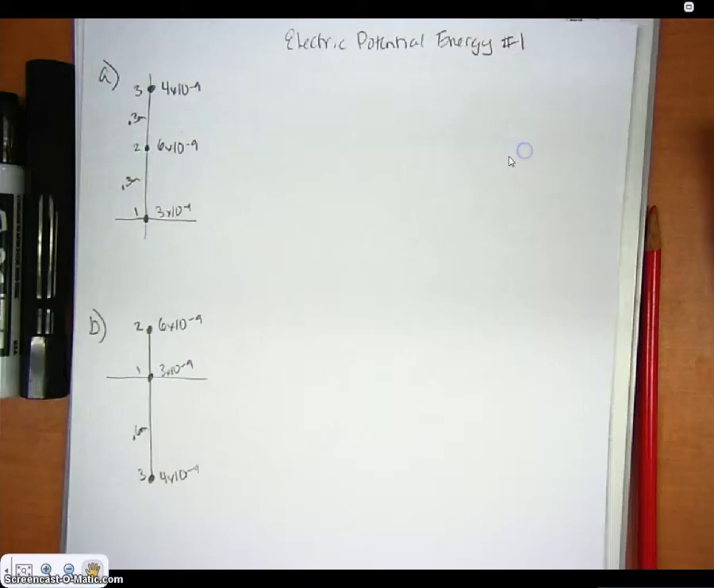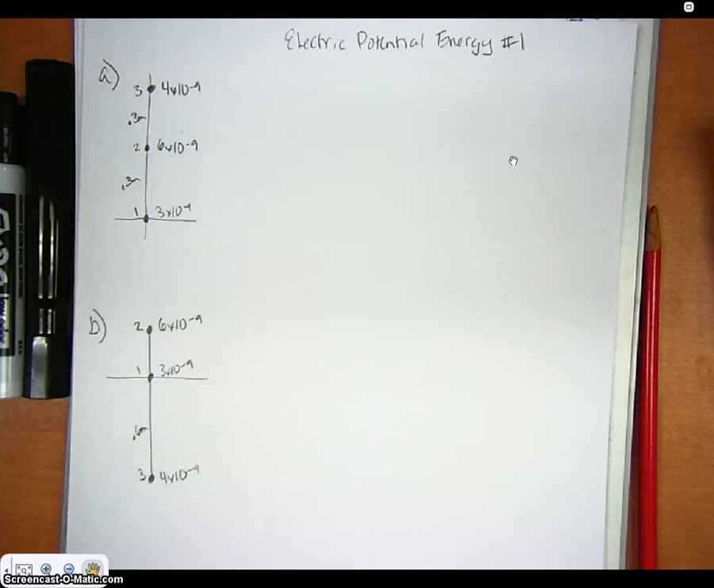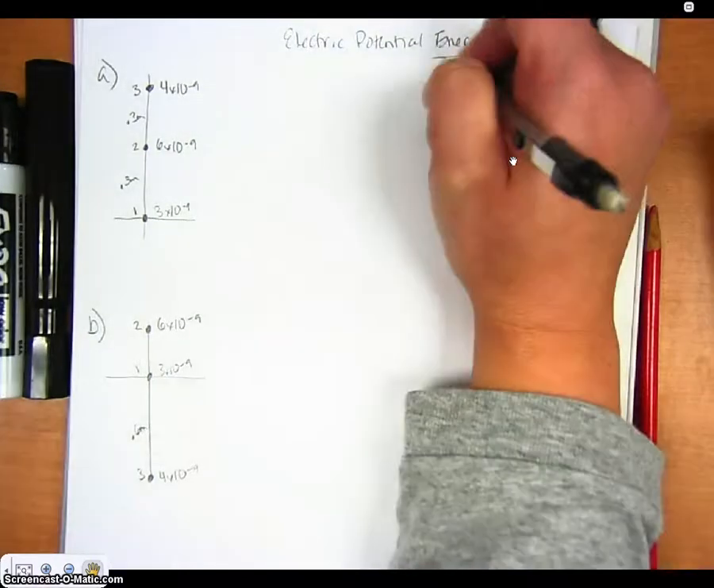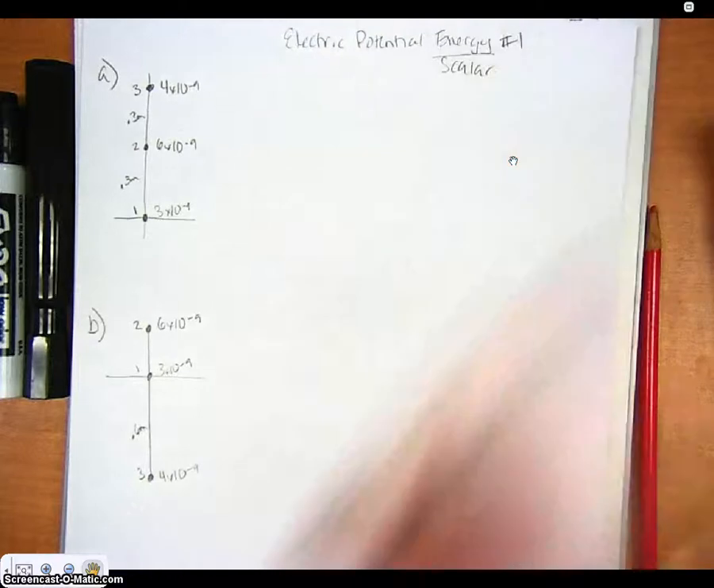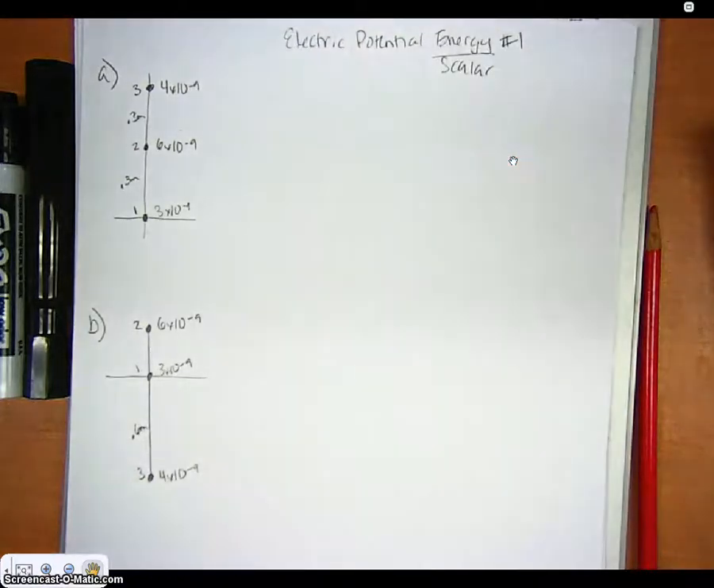Okay, in this video we're going to do an example from homework 2 on electric potential energy. So remember that energy is a scalar, right? So direction does not matter. We're just going to figure out the energy that is associated with each of these points relative to one another and then add them all together.